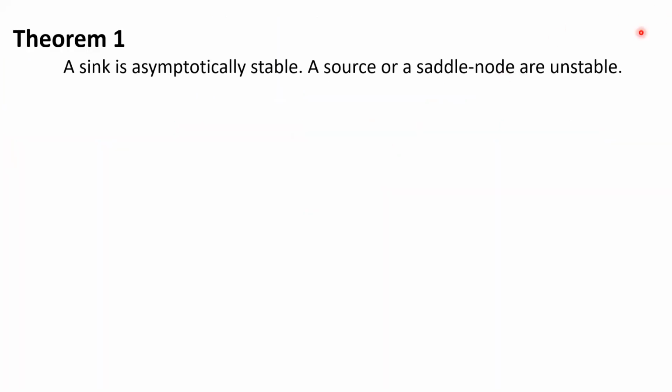Okay, now we have a theorem. It says that a sink is asymptotically stable, while a source or a saddle node are unstable. So what we are going to do now is prove this theorem in a special case, right? So let's do that.